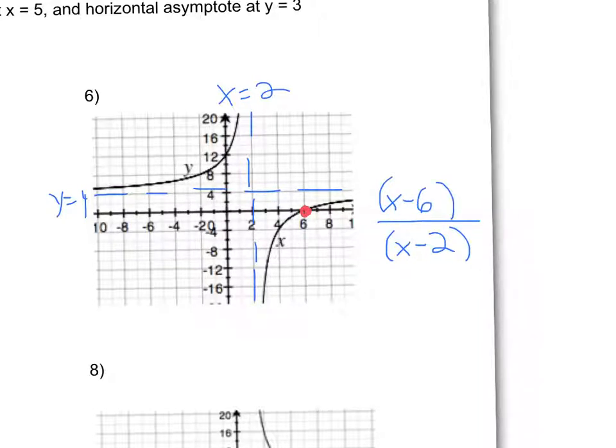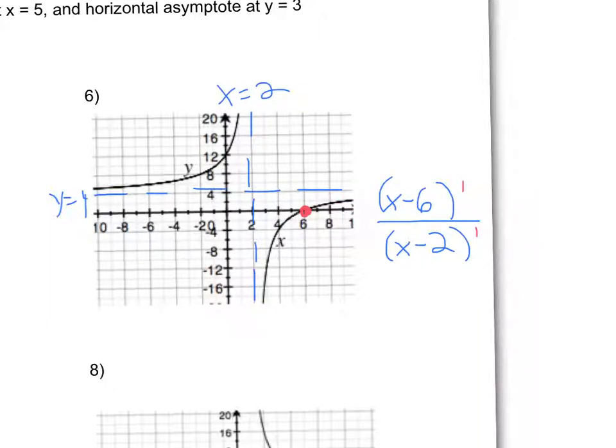And now lastly, I checked the degrees. The degrees on both are equal. I got a degree of 1 in here, degree of 1 in here. So this possibly could be the graph. I'm good with that. The degrees will give me a horizontal asymptote.